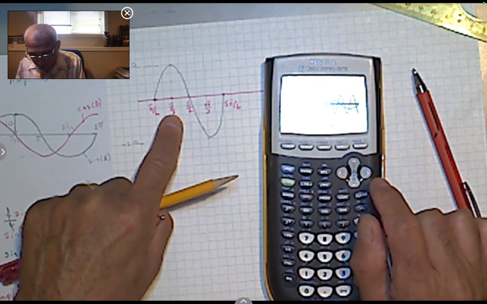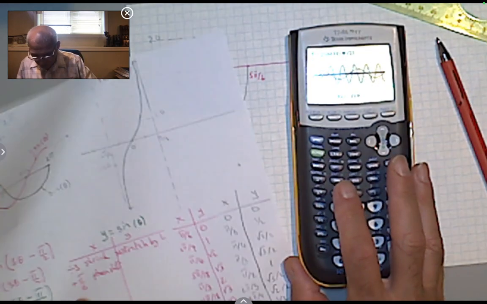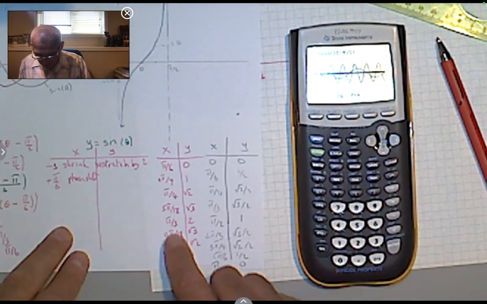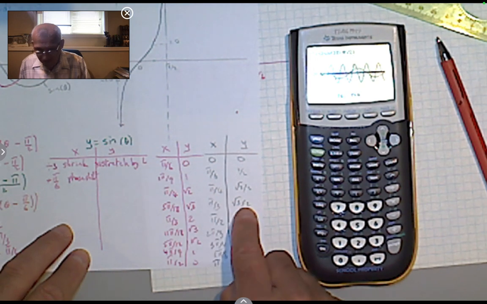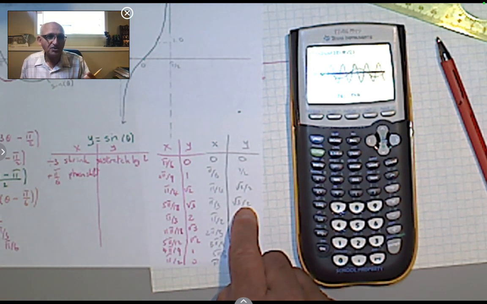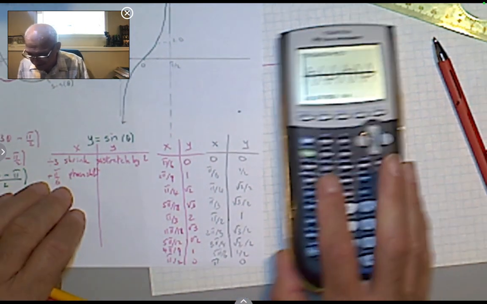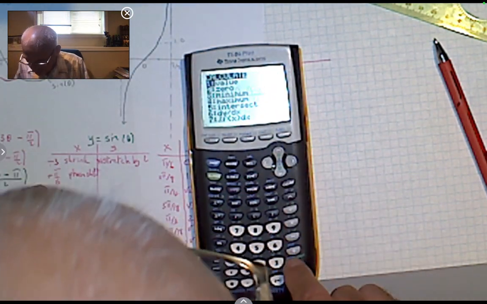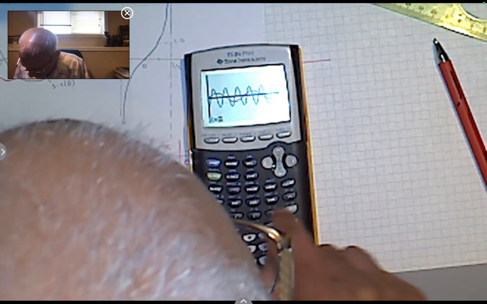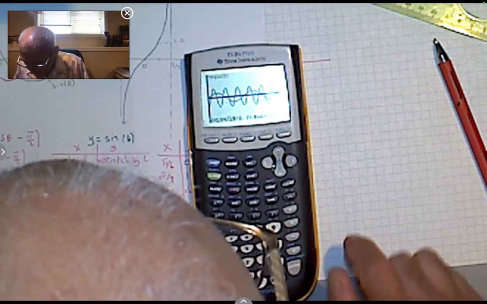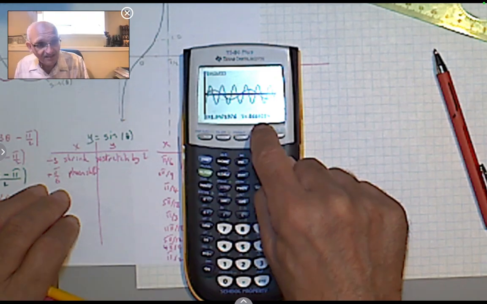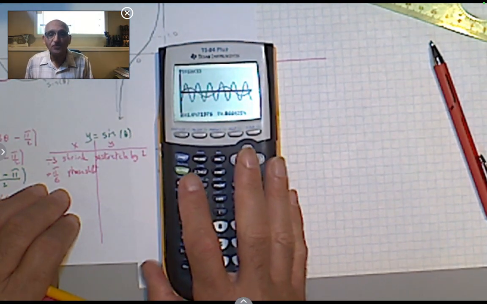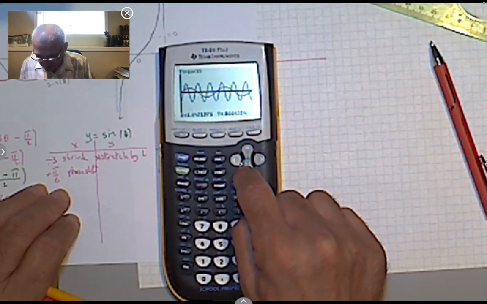Let's pick pi over 3. I know that at pi over 3, here it's 2, and here it was root 3 over 2, which is roughly 0.866. So let's check that, and then we move to another thing. Pi over 3: 0.866, which is root 3 over 2. If I move down, I should get 2.